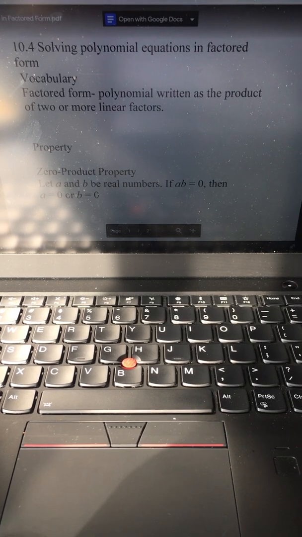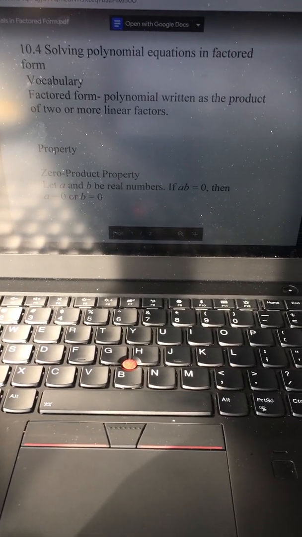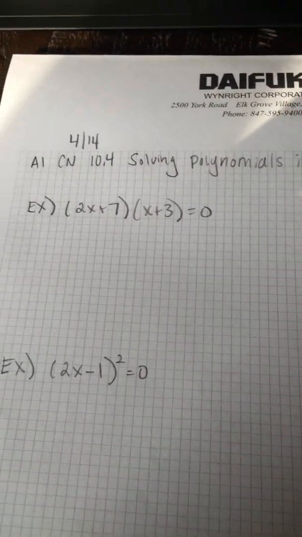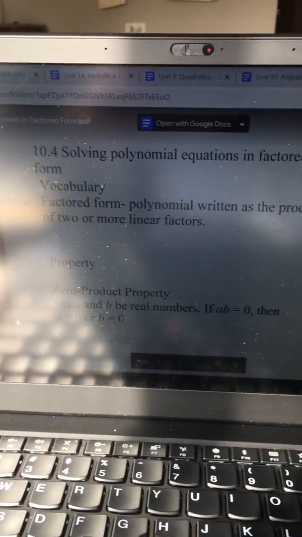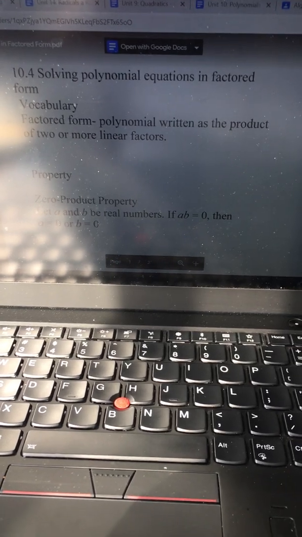We're going to move into 10.4 where we're solving polynomial equations in factored form. Today is the 14th, our class notes on 10.4. Factored form, so doing our vocab first, copying this slide down first.